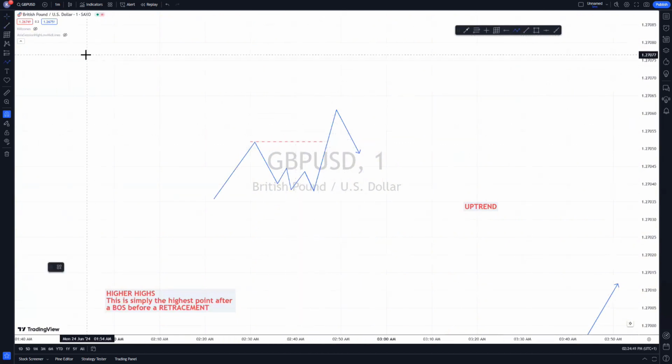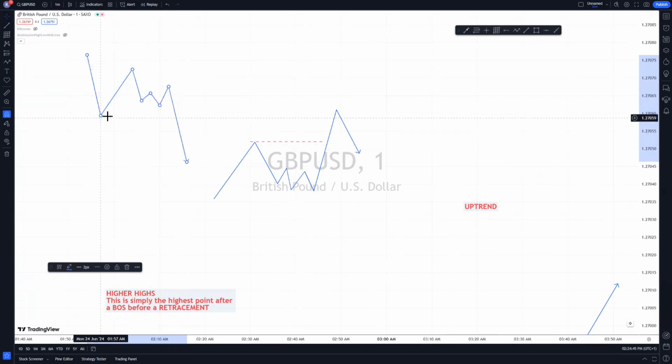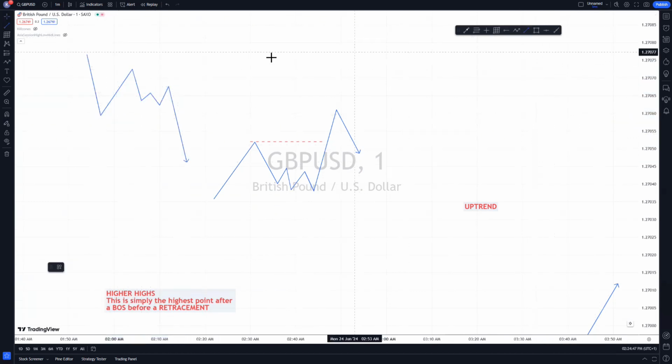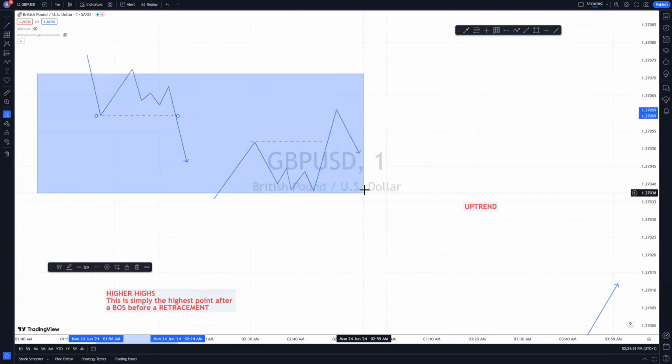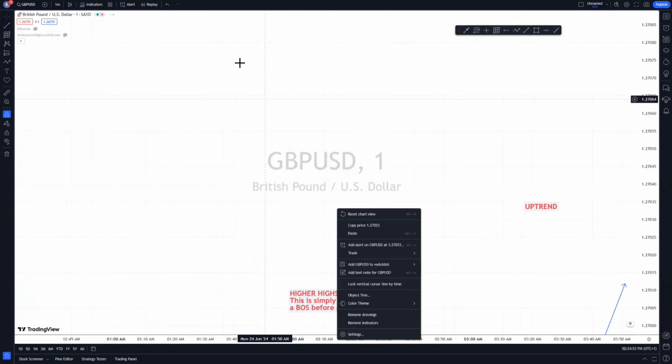In the case of a downtrend, if we have price doing this, and then we have price break below the previous low, then this point here is a break of structure. Let's get back to what we were talking about.